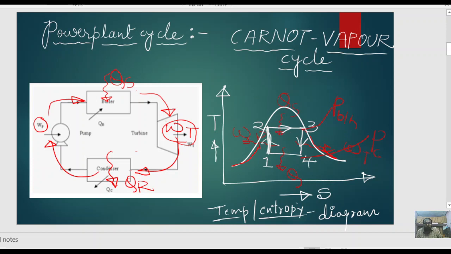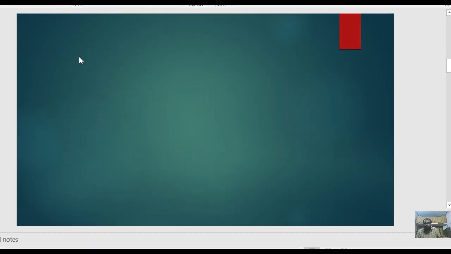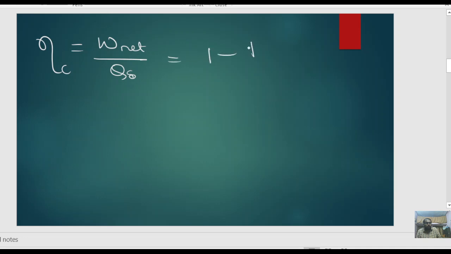Okay, let us derive the efficiency equation. What is the formula for efficiency? The efficiency of the Carnot cycle is denoted by work done or net work divided by heat supplied, or 1 minus T lower by T higher, where the lower temperature is the condenser temperature and this is the boiler temperature. Okay.